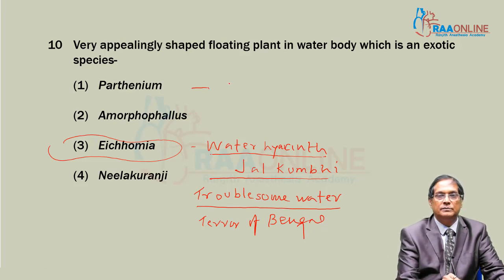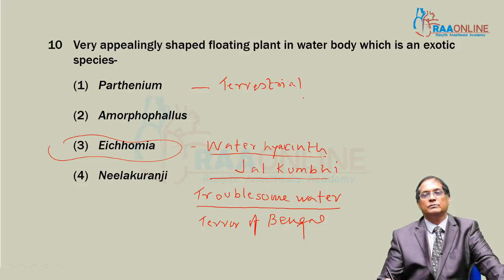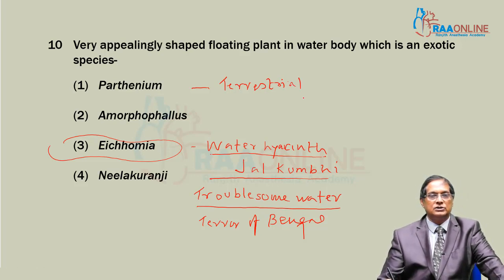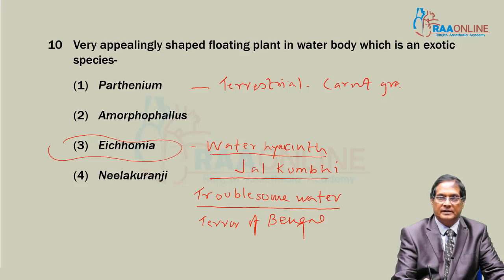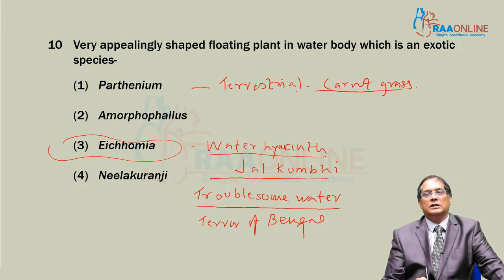Whereas Parthenium is a troublesome terrestrial weed. Its pollen grains are allergic to human beings. Parthenium is also called carrot grass.